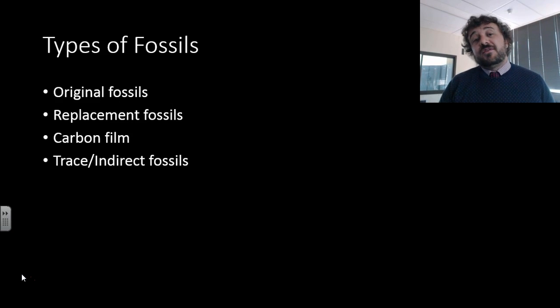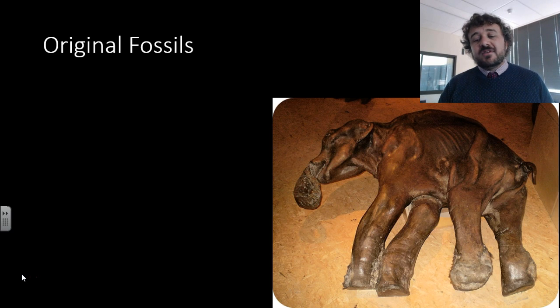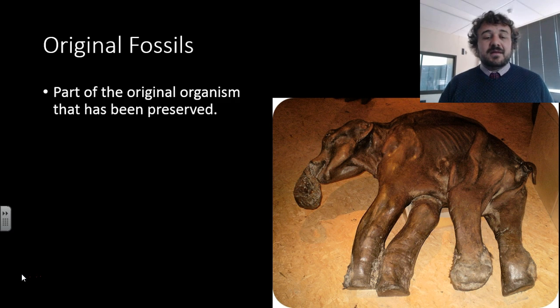So, there are four types of fossils we're concerned with. There are original fossils, replacement fossils, carbon film, and trace and indirect fossils. So, what's an original fossil? This, by the way, is a baby mammoth. It's part of the original organism that has been preserved.